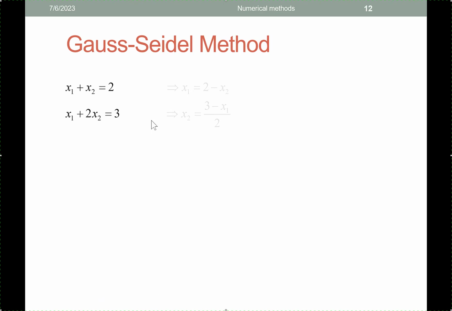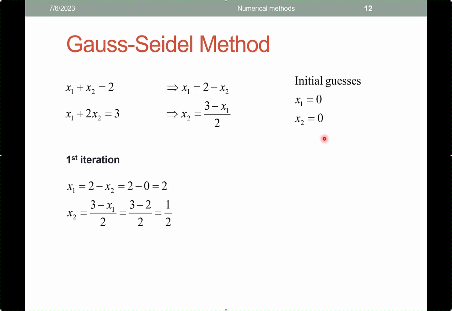All right, so let's do a quick example here. Let's imagine we have two equations. We have x1 plus x2 equals 2, and x1 plus 2x2 equals 3. We need to rearrange these equations to solve for, in the first equation, x1, as we see here. And then in the second equation, I want to solve for x2, as we see here. We set initial guesses. In this case, we can set them as zeros. And then we start by iterating.